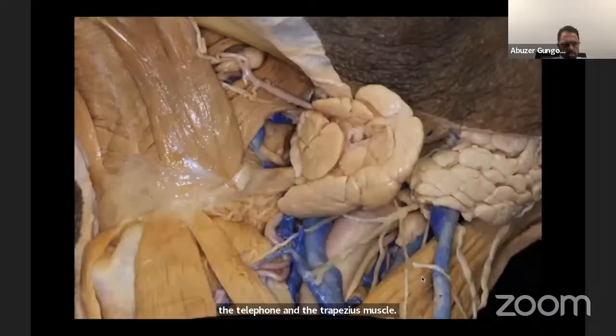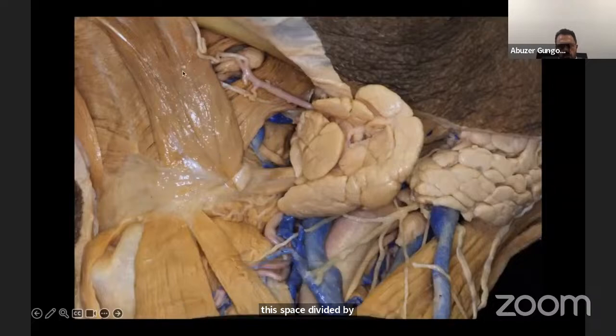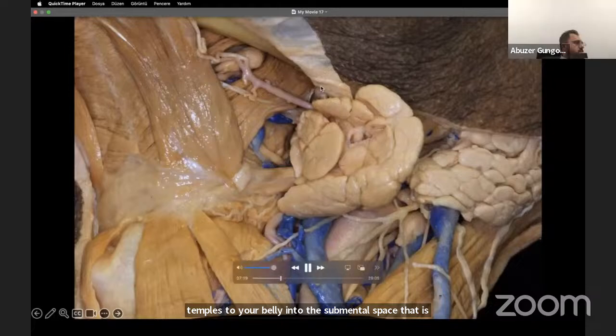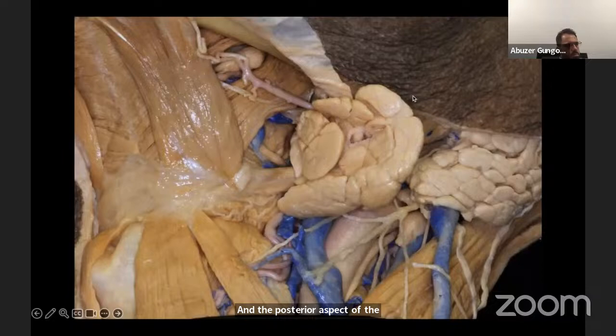Going more into detail, in the suprahyoid space, we have this space divided by the digastric muscle, anterior and posterior belly, into the submental space that is filled with ganglia, fat, and muscle, and the posterior aspect of the submandibular triangle, in which if we dissect and retract the submandibular gland, we can find the hypoglossal nerve in the vertex of this triangle.